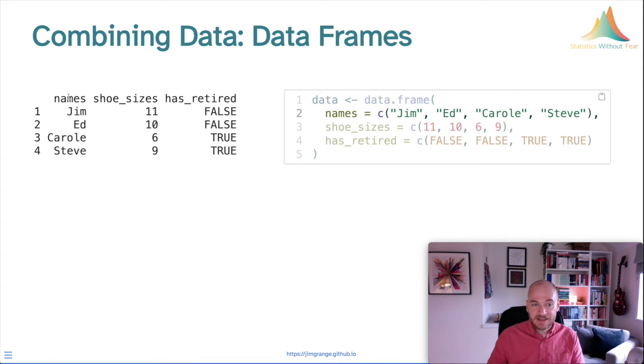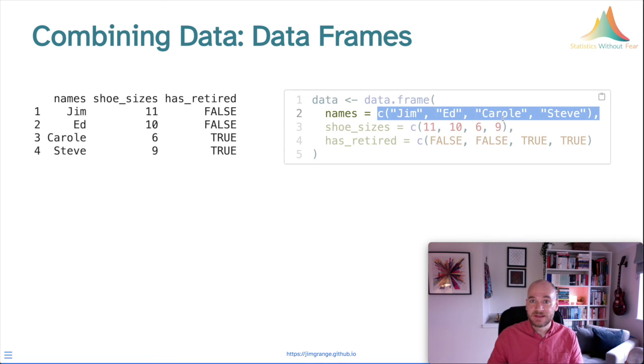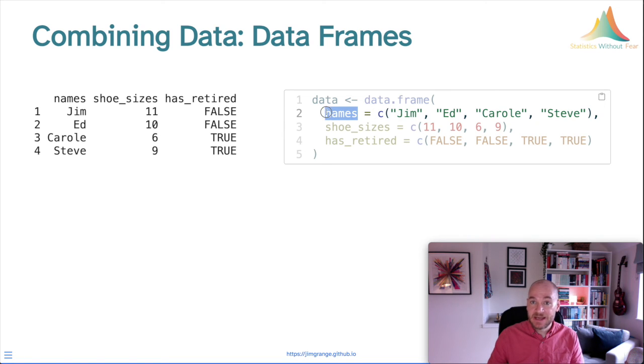So we want to create the data frame that we've got on the left here. The first column has the header called names, and you see how we create this here. So we first tell R we want the first column to be called names, and then we want to store in that column the vector of text elements Jim, Ed, Carol, and Steve. As before, we use the combine function, this c function, that tells R we want to combine different data elements into a vector, and that's going to get passed to the names column.